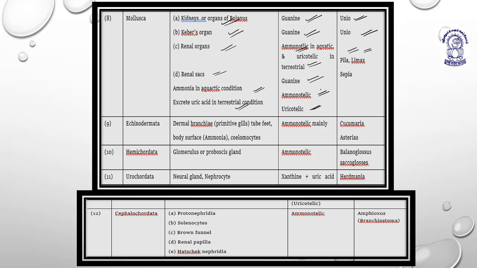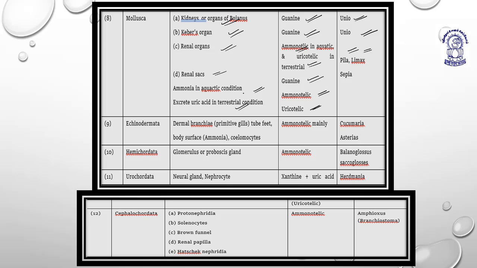So mollusks have kidneys or organs of Bojanus, Unio. The excretory product is guanine. Keber's organ excretory product is guanine. Example, Unio. Renal organs are ammonotelic in aquatic and uricotelic in terrestrial regions. Pila and Limax are the examples.